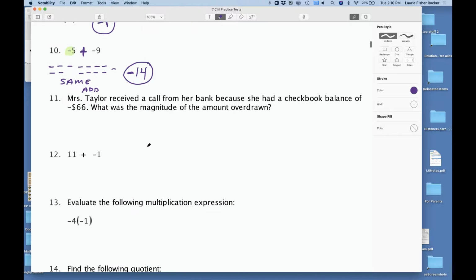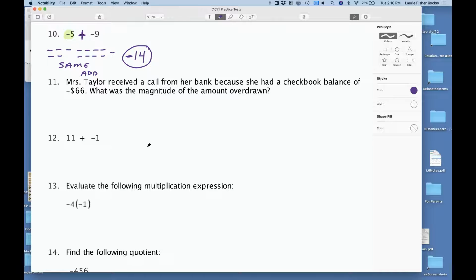Mrs. Taylor received a call from her bank because she had a checkbook balance of negative 66. What was the magnitude of the amount overdrawn? How overdrawn was she? $66. The magnitude, how big was that debt? 66. This is an absolute value problem. An absolute value problem looks at how big it is, whether or not it's negative or positive. Okay, so in this case, it's going to be 66. Okay, that's the magnitude.